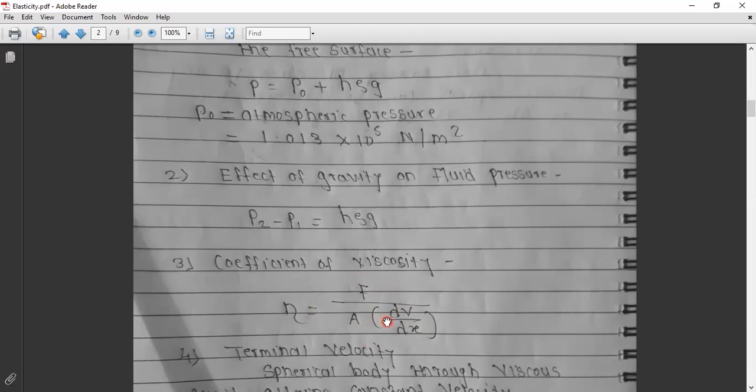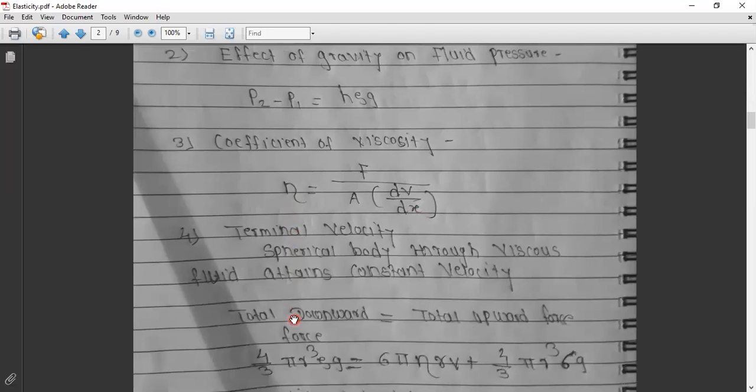Velocity gradient means the rate of change of velocity with respect to the distance measured from its stationary layer. Means when liquid is in motion, the velocity of the bottom layer is equal to 0 and the velocity at the topmost layer is a maximum, and this gradient is known as velocity gradient dv by dx, and this proportionality constant is known as coefficient of viscosity. The unit of this coefficient of viscosity is the Poise.